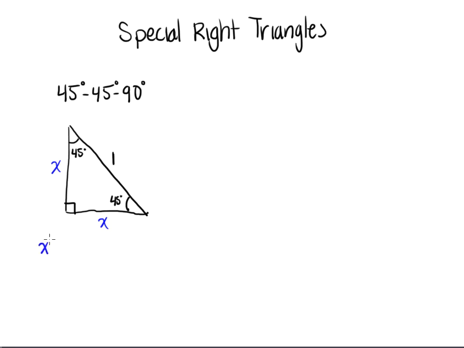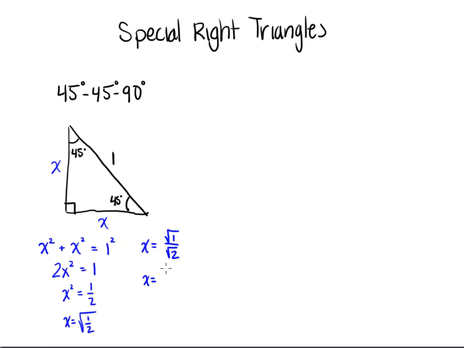We've got x squared plus x squared is equal to the hypotenuse squared. So x squared plus x squared is 2x squared, equal to 1 squared, which is 1. I can divide both sides by 2, giving us 1/2. x squared equals 1/2. I can take the square root of both sides, so I have the square root of 1/2. One property of square roots is that the square root of a division problem is the same as taking the square root of the numerator and the square root of the denominator separately. x equals the square root of 1 over the square root of 2.